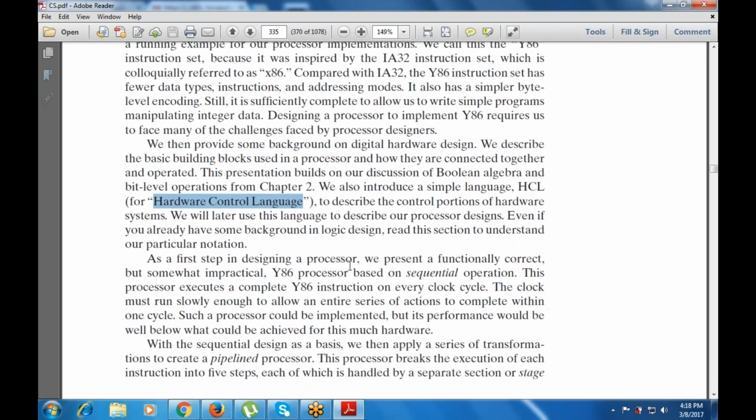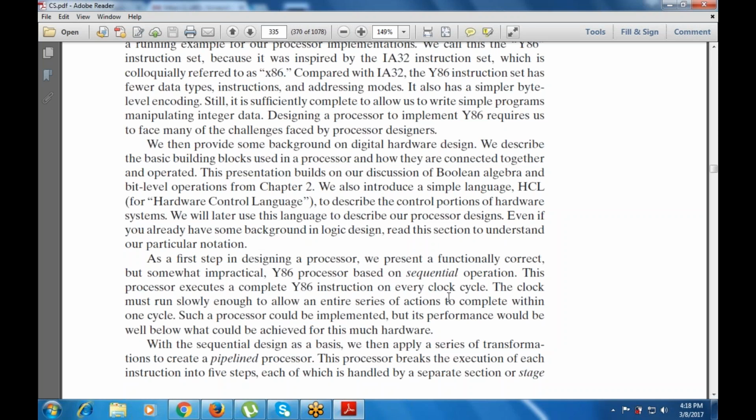As a first step in designing the processor, we present a functionally correct but somewhat impractical design. This processor is based on sequential operation. The processor executes a complete Y86 instruction on every clock cycle, and the clock must run slowly enough to allow an entire series of actions to complete within one cycle. Such a processor could be implemented, but its performance would be well below what could be achieved for such hardware.